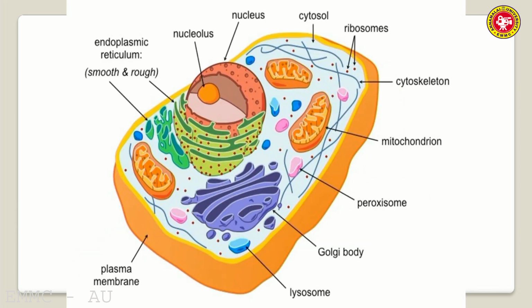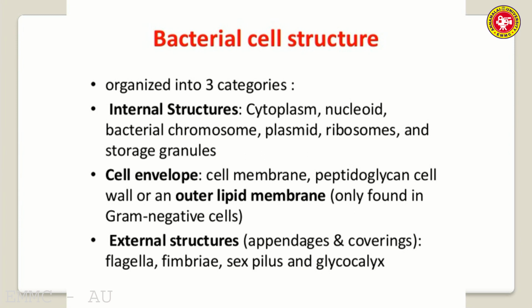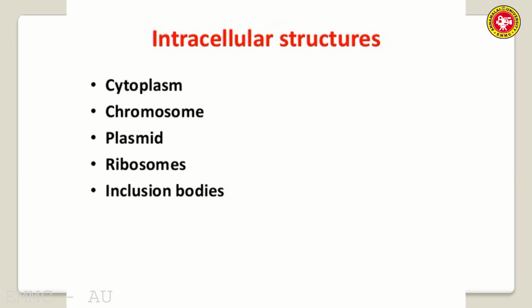This is the structure of a eukaryotic cell. Mostly, the bacterial cell structure is organized into three categories. One is the internal structure, another is the cell envelope, and the third is the external structure. Internal structure includes cytoplasm, nucleus, chromosomes, plasmids, ribosomes and storage granules. The cell envelope is the outer covering layer. It is the cell membrane, peptidoglycan cell wall or outer lipid membrane. The outer lipid membrane is mostly found in gram negative bacterial cells. External structures are present outside of the cell: flagella, fimbriae, pili and glycocalyx.